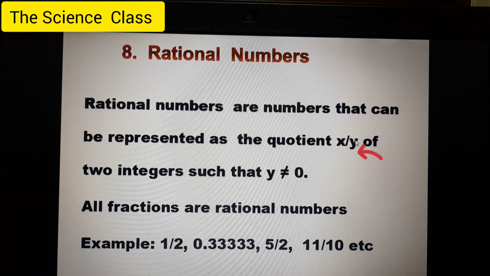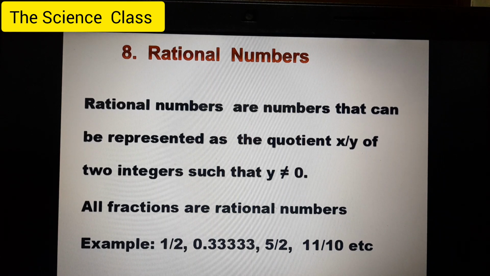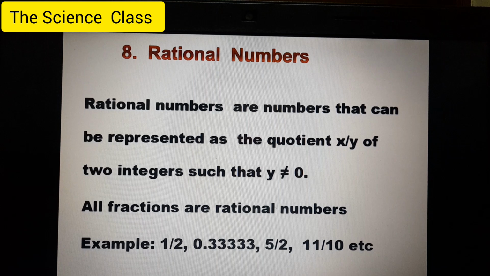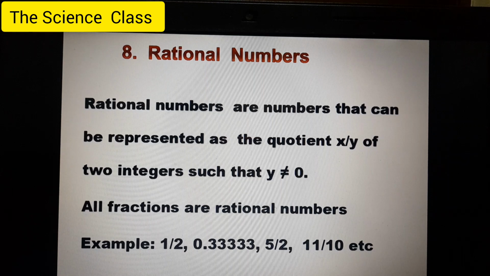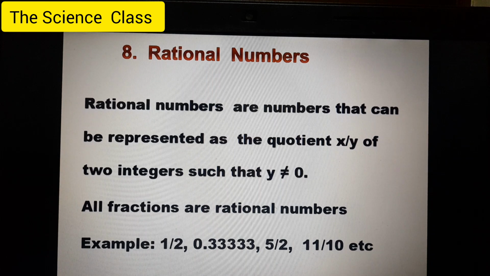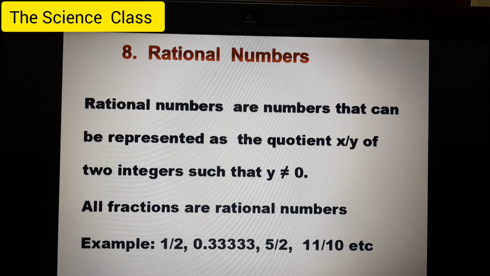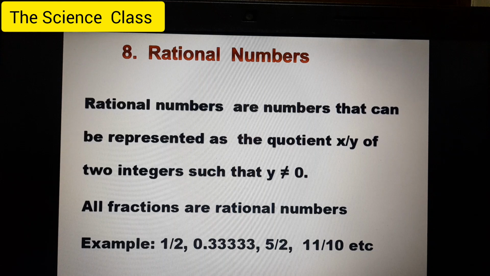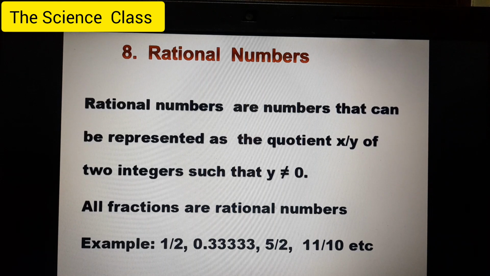So once the number below, or the denominator, is not 0, such a number can be termed a fraction and is referred to as a rational number. I said all fractions are rational numbers. Examples of rational numbers are 1 over 2, 0.3333, 5 over 2, 11 over 10, etc. So all these fractions are rational numbers. And from the last class, we learned how to convert decimals to fractions, so 0.333 is also a rational number.